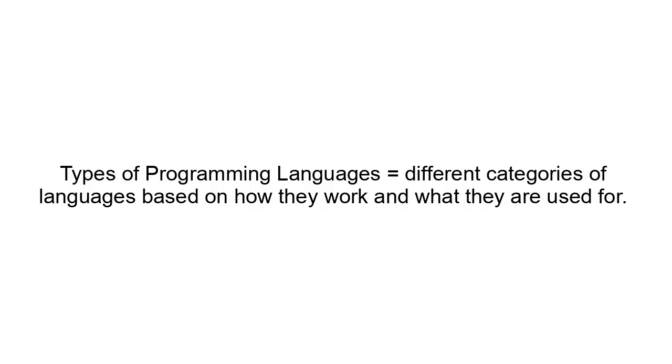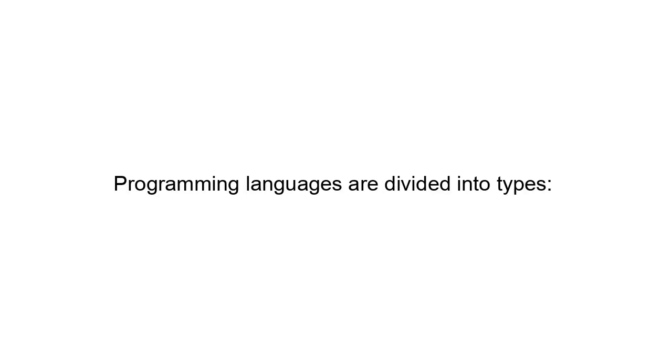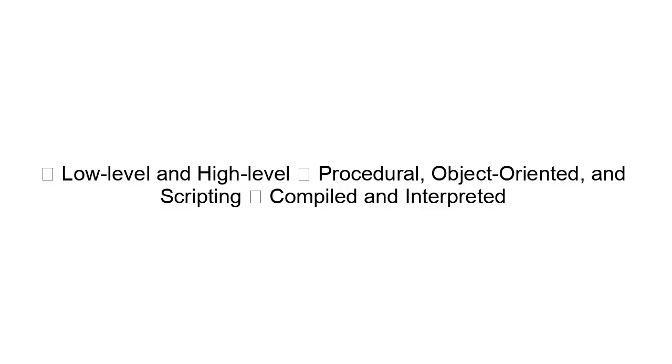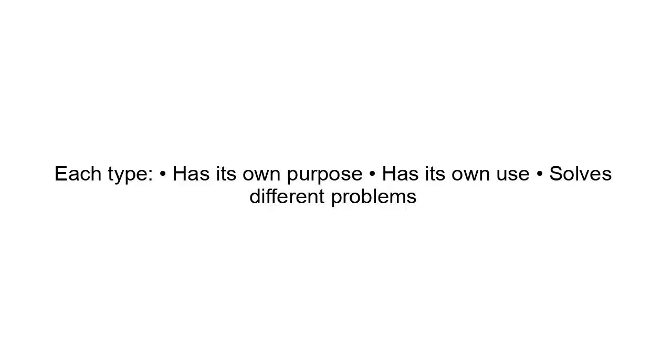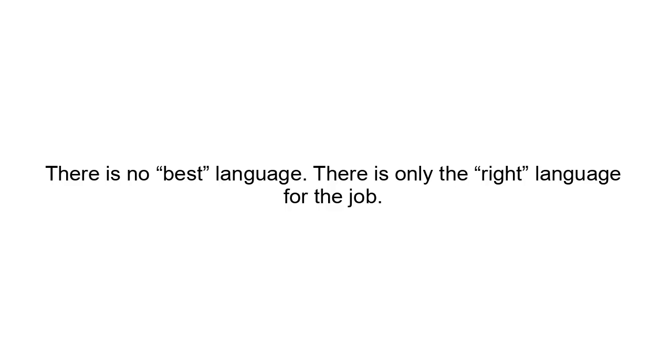Simple definition. Types of programming languages equals different categories of languages based on how they work and what they are used for. Summary. Programming languages are divided into types. Checkmark low level and high level. Checkmark procedural, object-oriented, and scripting. Checkmark compiled and interpreted. Each type has its own purpose, has its own use, solves different problems. There is no best language. There is only the right language for the job.